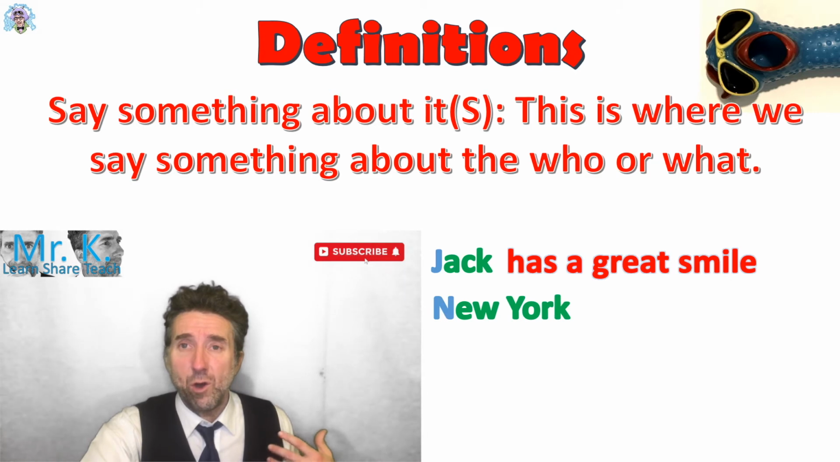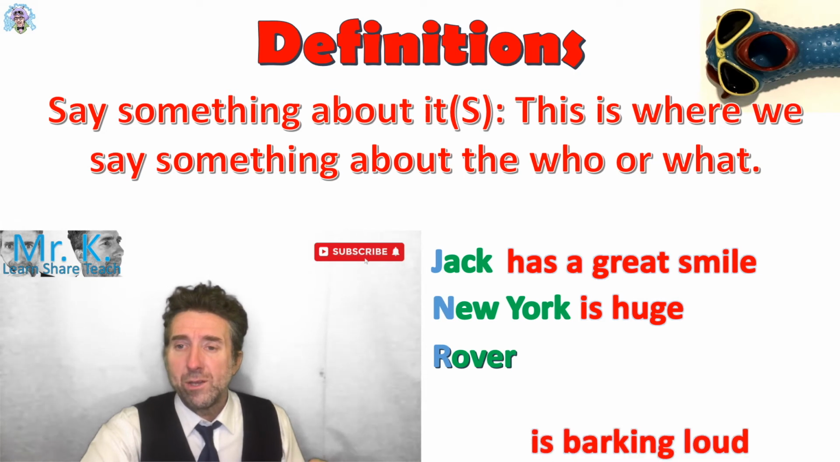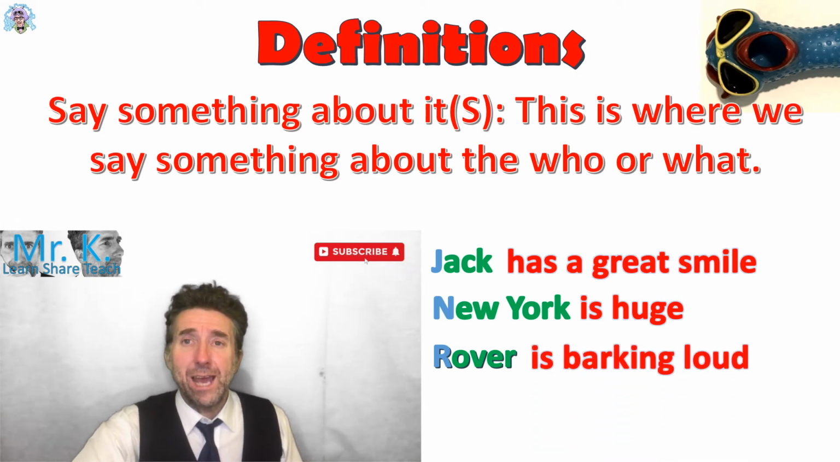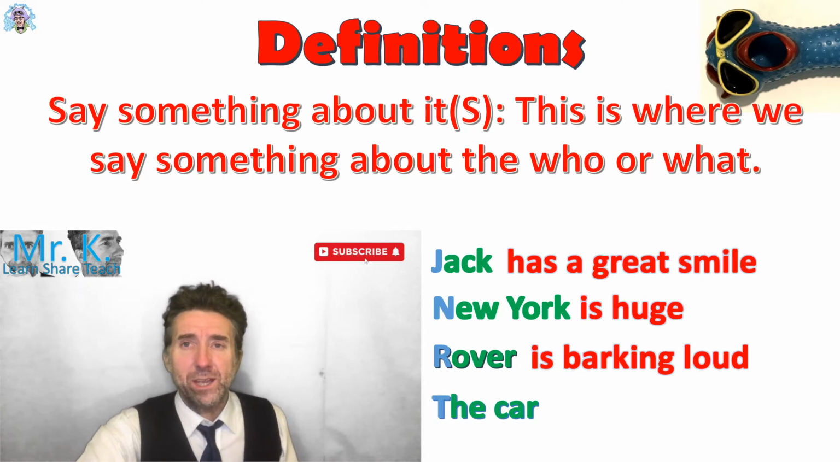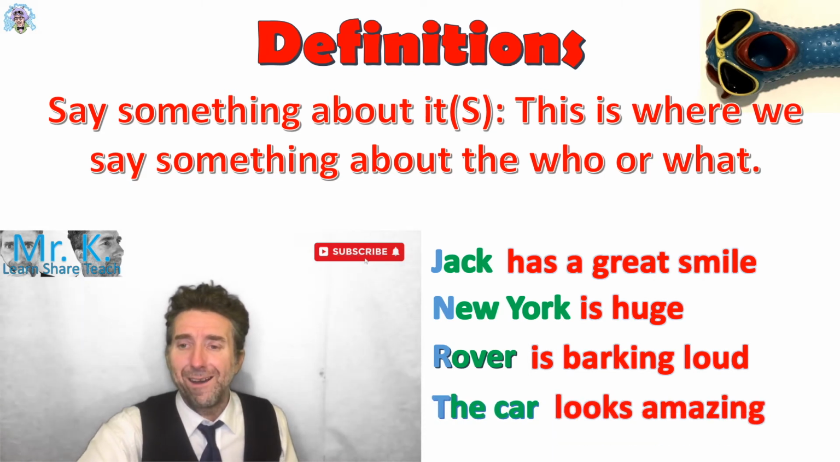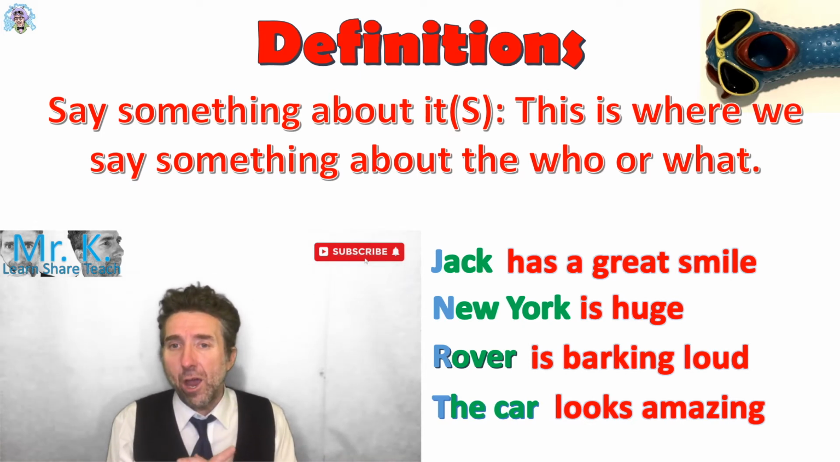Another one, we had New York. Let's say something about New York. Okay, New York is huge. Rover was another noun, or another what or where or who, that we talked about before. So Rover is barking loud. We've just said something about him. He's barking loud. And last one, the car. Let's say something about the car. The car looks amazing. Okay, so there you go.